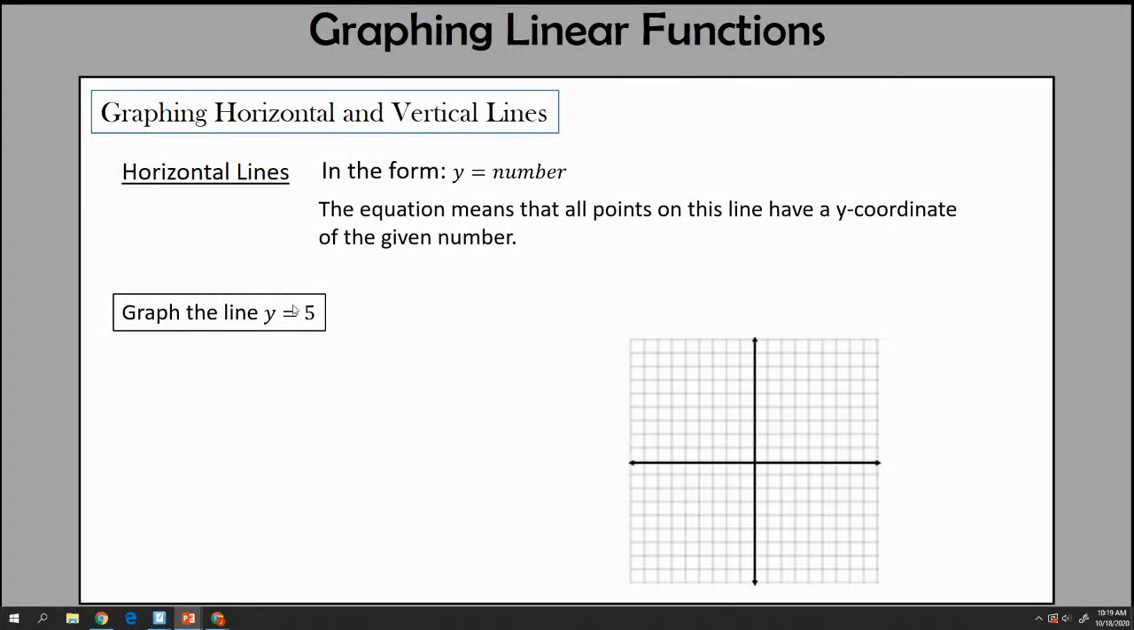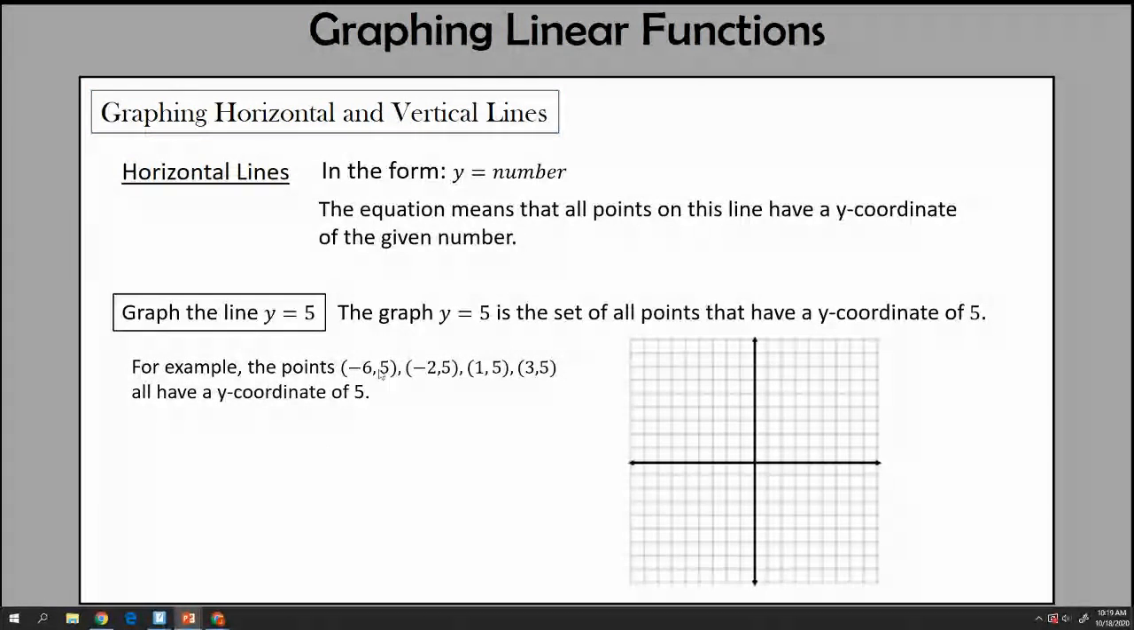So let's say we were asked to graph the line y equals 5. Okay, the graph y equals 5 is going to be the set of all points that have a y coordinate of 5. So I'm just going to pick a few. Okay, so pick any x you want and put a 5 in for the y. So I went -6, 5, -2, 5, 1, 5, 3, 5. All of these have a y coordinate of 5. Now, if I graph these points, you can see that they make this horizontal line. So these points show us the graph y equals 5.